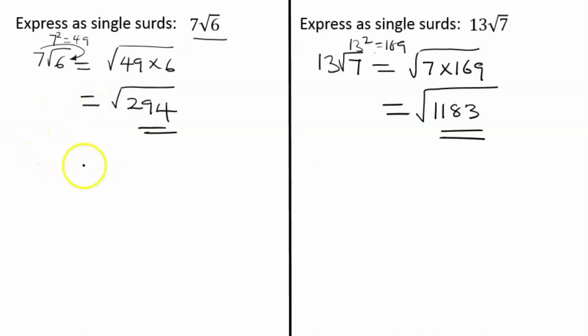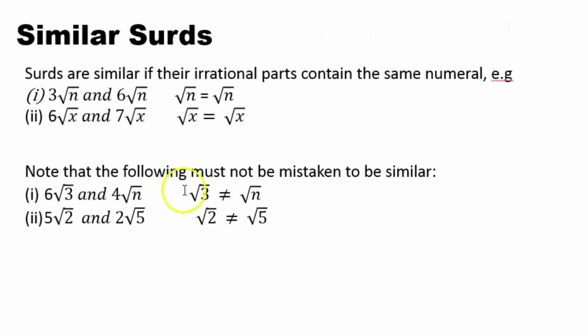We are moving forward. All right, so let's now look at what we call similar sorts. It's very important, because when you are factorizing, you are adding, you are subtracting, similar sorts are very, very important. So what are similar sorts? Similar sorts are sorts or irrational parts that contain the same number under the root. All right, so if you look at 3 root n and 6 root n, you see that both of them have root n. So you watch the root form, this very square root umbrella is what you are going to check. Is it the same? If it's the same, for example, root n is equal to root n, this is a similar sort.